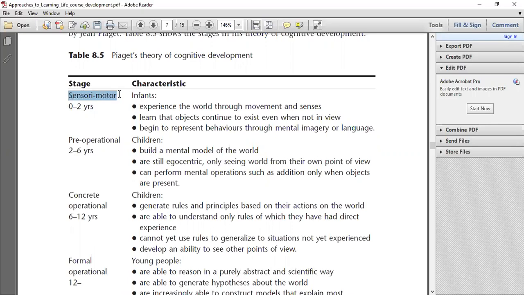Now, according to this one, we receive information or we learn and we process different information in our cognition, the information that we receive through our sensory senses, and the motor, movement. Motor means movement. So the information that reaches our cognition is through senses. We hear, we see, we smell, we touch, or the motor, the movement, right? So we experience the world through movement and senses.